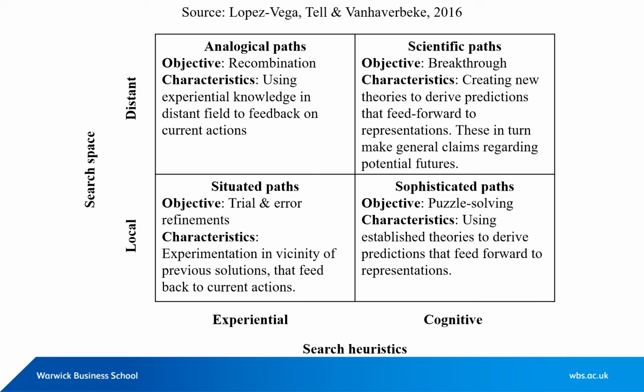When the firm conducts local search with cognitive learning, it takes what we call a sophisticated path. Here, the objective is to understand a technological puzzle that the firm's scientists may have encountered. They use established theory to derive predictions that feed forward to their understanding of the technology.